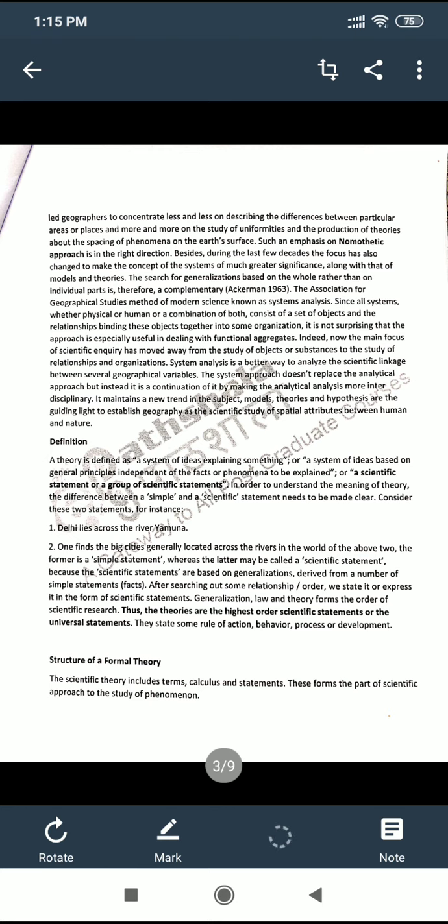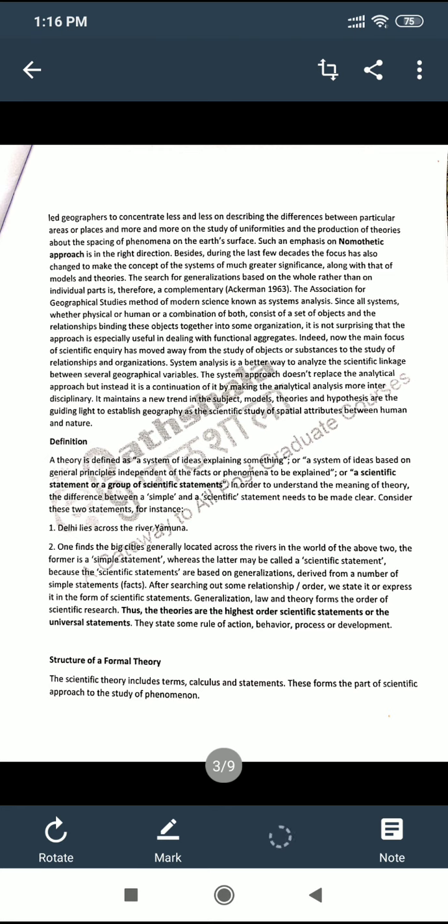Such an emphasis on the nomothetic approach is in the right direction. Besides, during the last few decades, the focus has also changed to make the concept of the systems of much greater significance, along with that of models and theories. The search for generalizations based on the whole rather than on individual parts is therefore complementary.